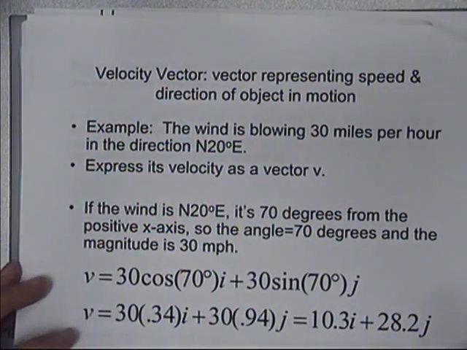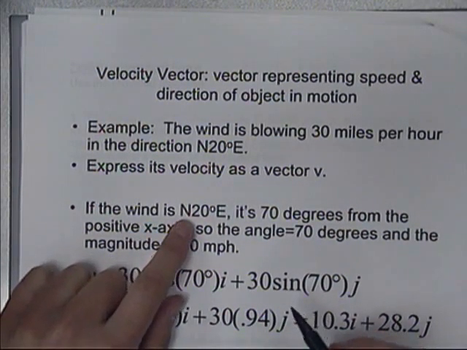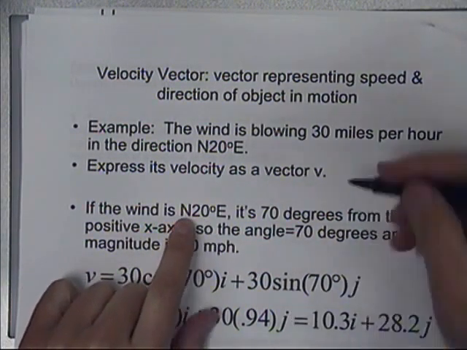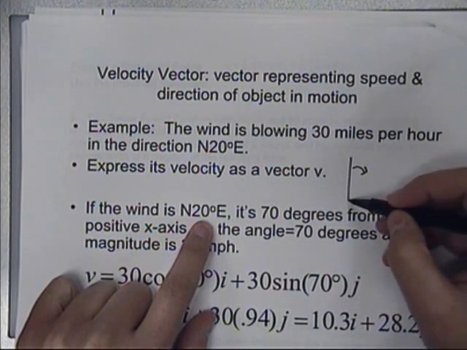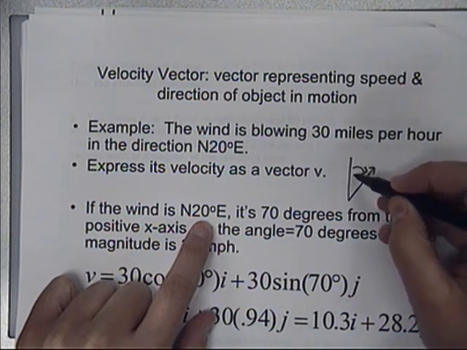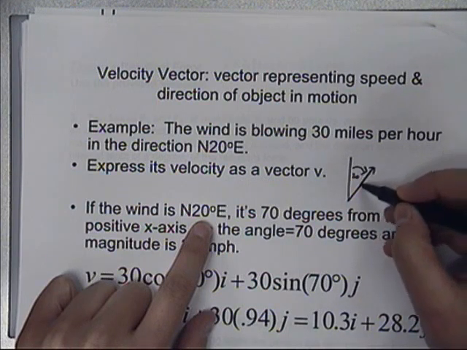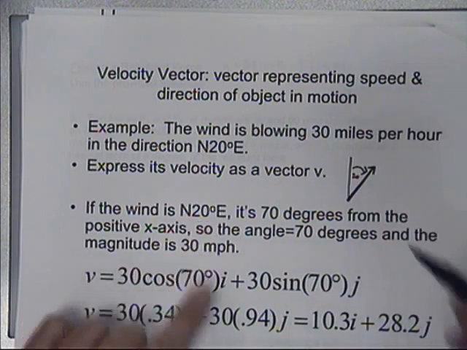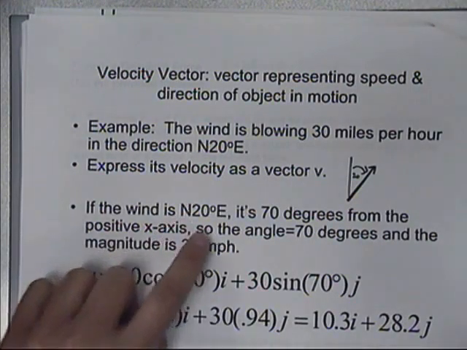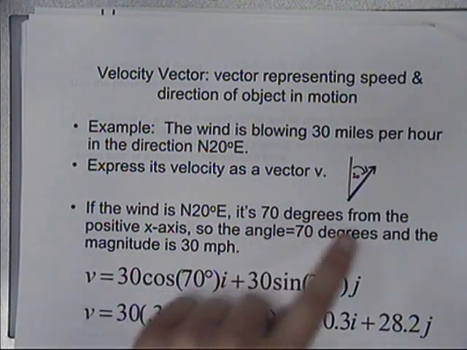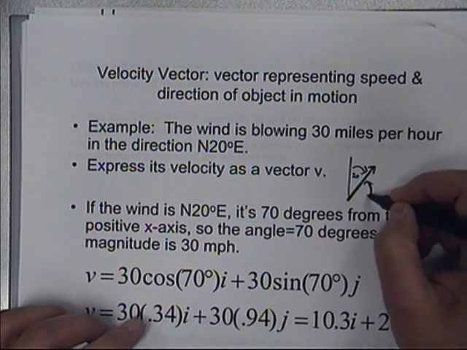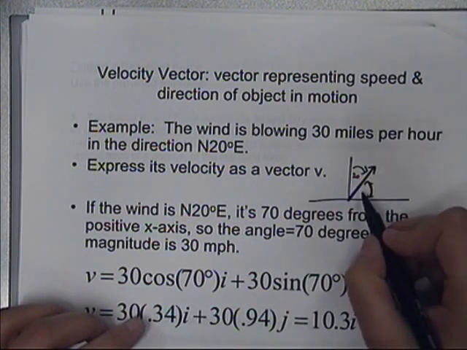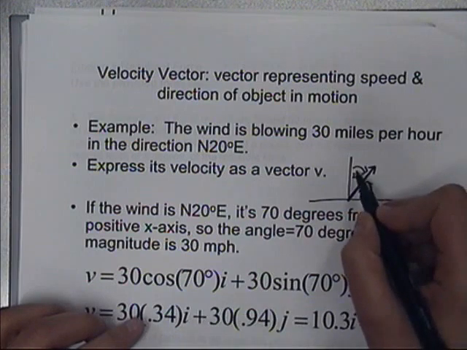This example is just wanting to remind you what a bearing is. If it's north and then 20 degrees east, this is your trajectory right here. This is north 20 degrees east. That's just a quick reminder of how that works as a bearing. This would be 70 degrees from the x-axis, which is this distance here, which is your reference angle.